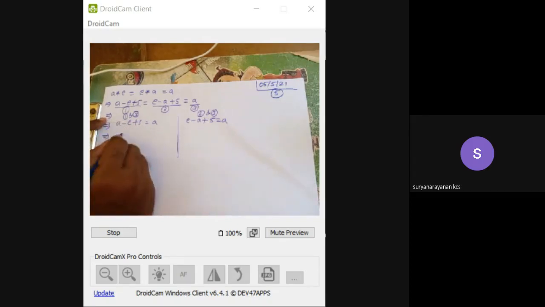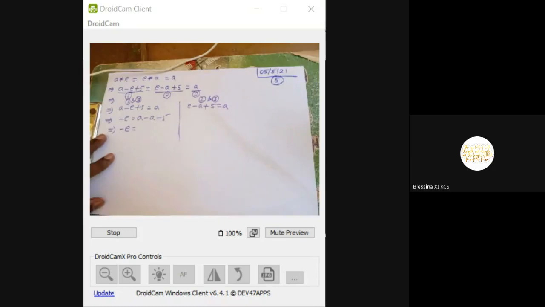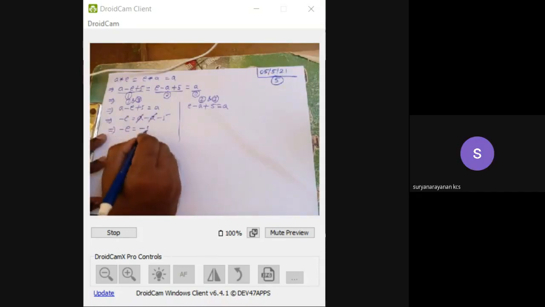Okay. So, minus E is equal to, let us transpose these two terms to RHS. What will you get? A minus 5. I am transposing A plus 5 to RHS. Then it becomes minus 5 minus A. Yes or no, my children? So minus E is equal to, understood this step? Yes, sir. Then what will you get in RHS? Minus 5, sir. Yes, plus A minus A gets cancelled, minus 5.